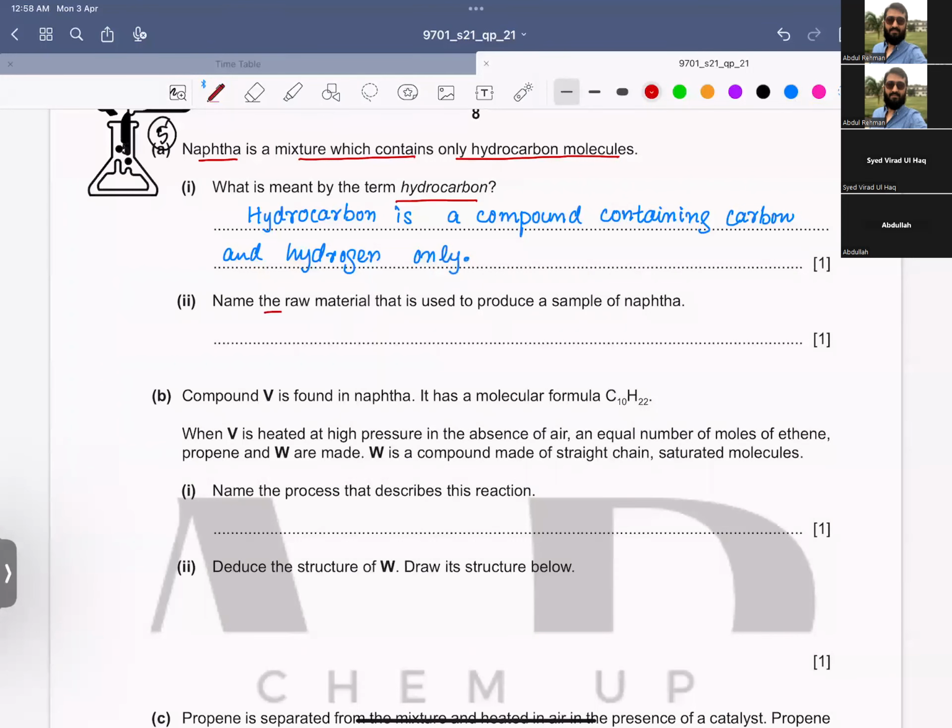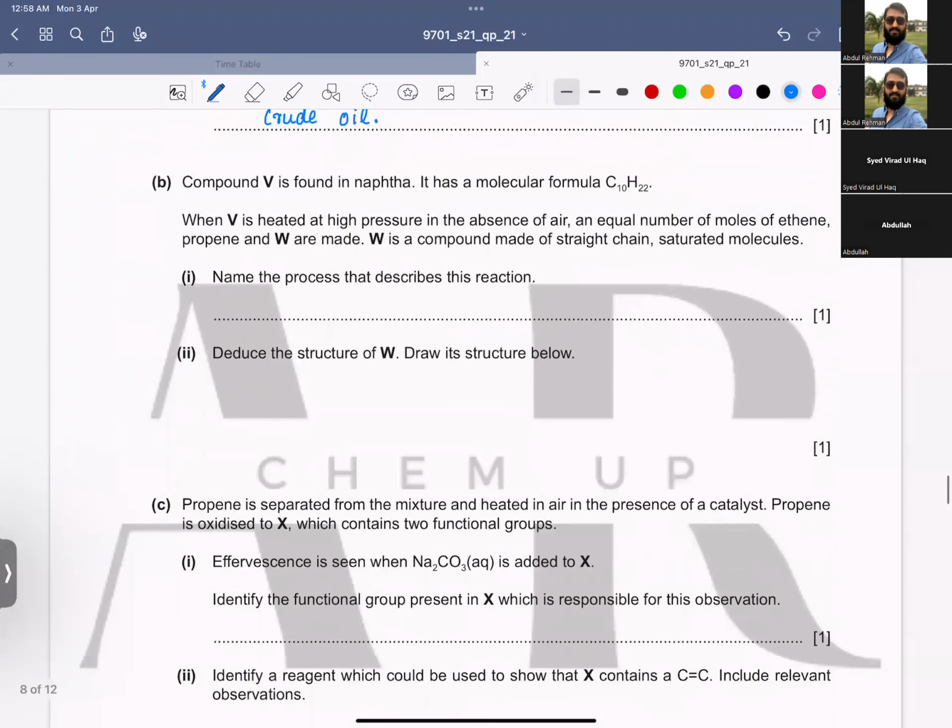Next part. Name the raw material that is used to produce sample of naphtha. So naphtha is the fraction of crude oil. So the raw material is crude oil. Crude oil has different fractions like natural gas, petrol, naphtha, diesel oil, fuel oil, lubricating oil, and bitumen. Next part.